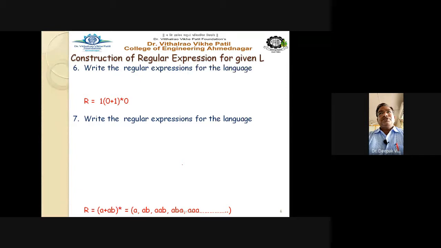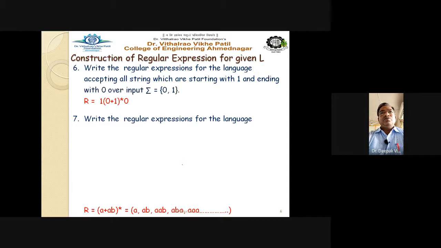Write the regular expression for the language accepting all strings which are starting with 1 and ending with 0 over input sigma equal to {0, 1}. Very simple one. The string must start with 1 and the string must end with 0.